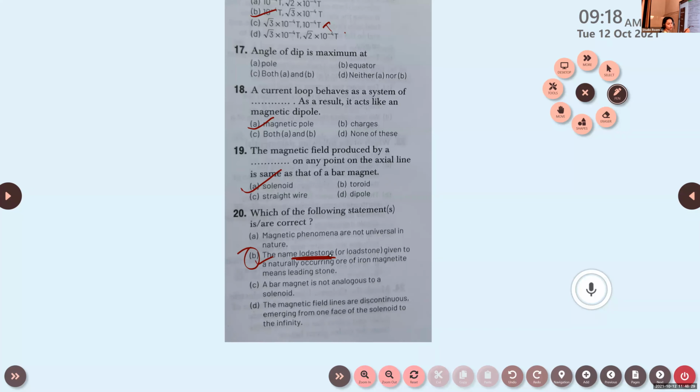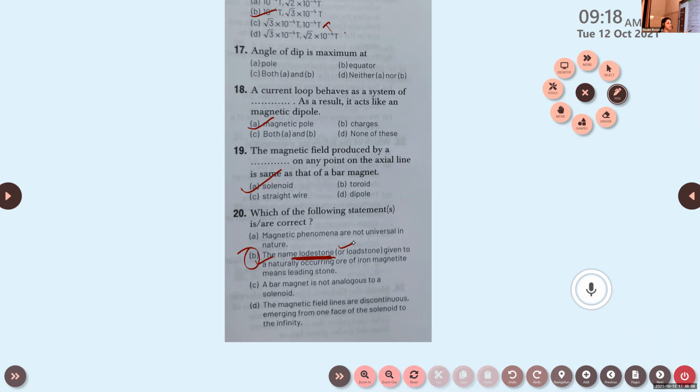Have you heard about this lodestone? Lodestone is a natural magnet. The name given to a naturally occurring magnet is lodestone. I hope all of you may be familiar with this term from sixth science. Magnetic phenomena are not universal in nature. This is a false statement. It's a universal phenomenon in nature.